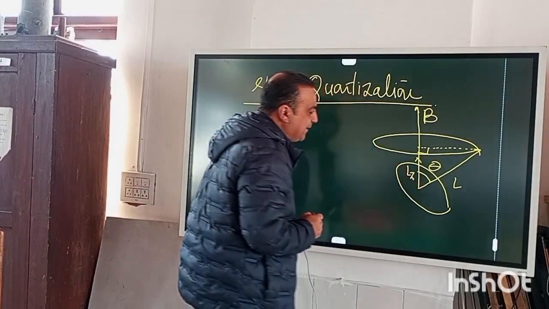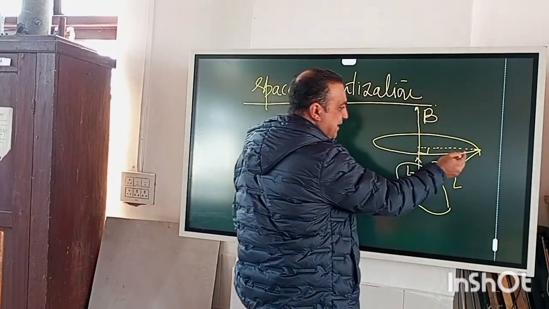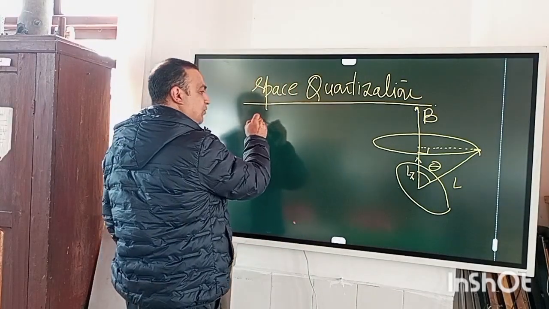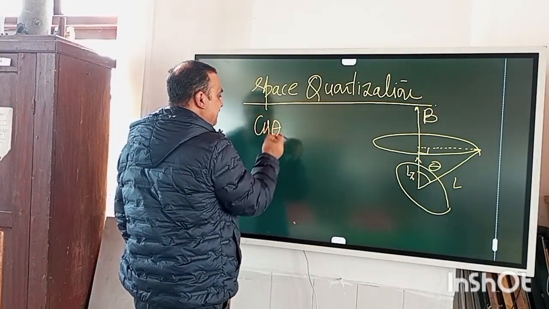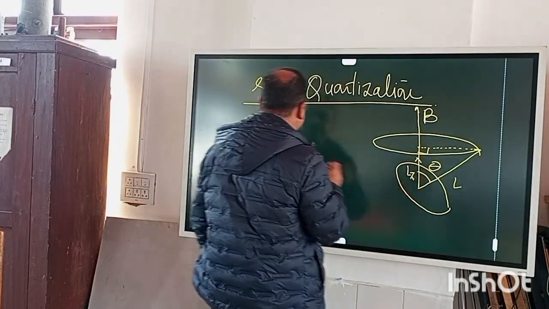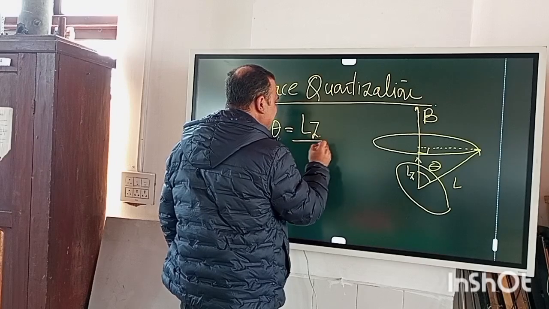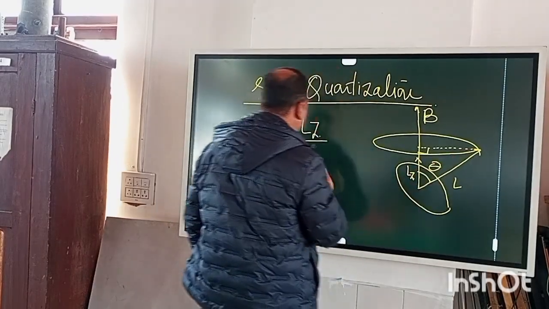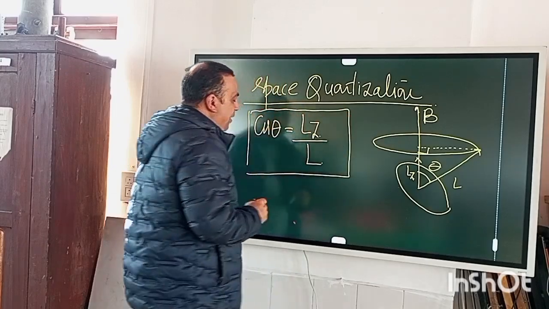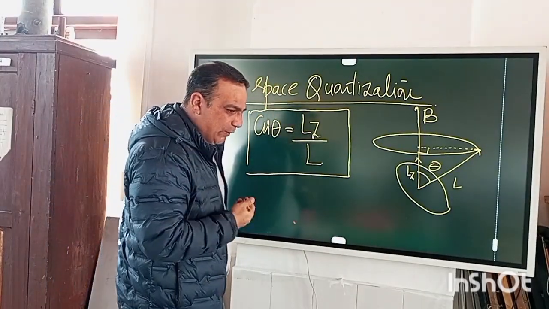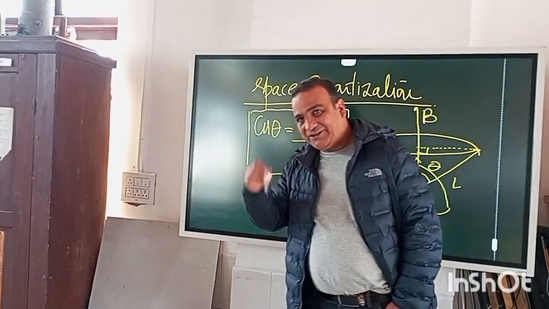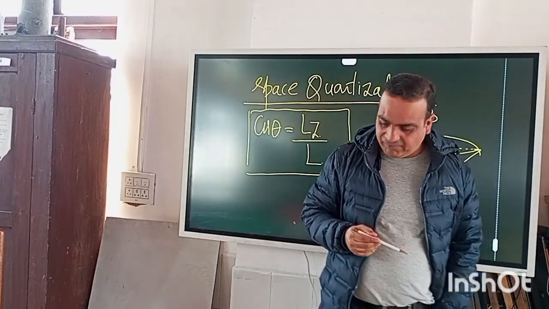So this is Lz, and we can see here that we have a right angle triangle, and we can write down cosine theta. So cosine theta will be base, so the base is Lz, divided by hypotenuse, and hypotenuse is L. Now, this is the basic equation that can give us an idea about the space quantization when you subject your atom to an external magnetic field.